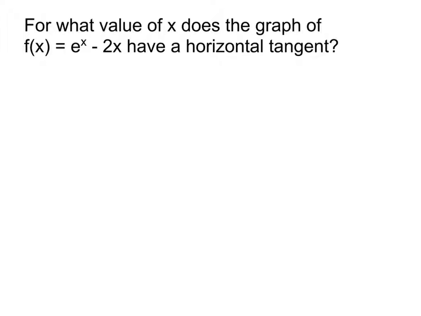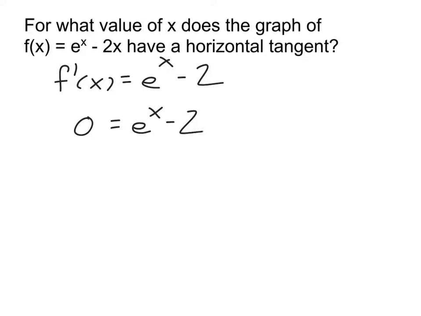So, of course, to find the horizontal tangent, that means we start by finding the derivative. So, you should have started by finding that the derivative equals e to the x minus 2. And then for the horizontal tangent, again, we set it equal to 0, so e to the x minus 2. Move the 2 over to the other side first, so 2 equals e to the power of x. And at this point, well, we start getting a little bit rusty, right? Because the x is in the exponent.